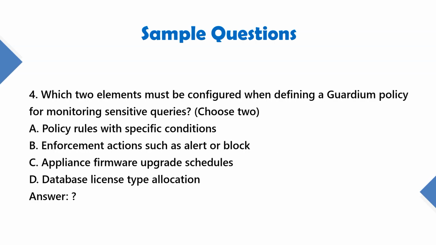4. Which 2 elements must be configured when defining a Guardium policy for monitoring sensitive queries? Choose 2. A. Policy rules with specific conditions. B. Enforcement actions such as alert or block. C. Appliance firmware upgrade schedules. D. Database license type allocation.